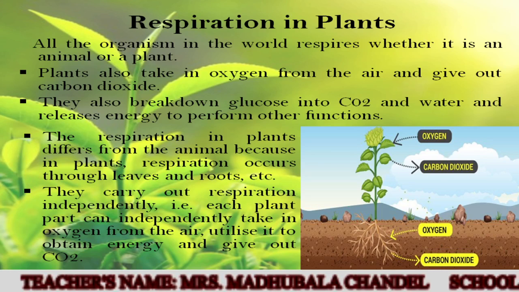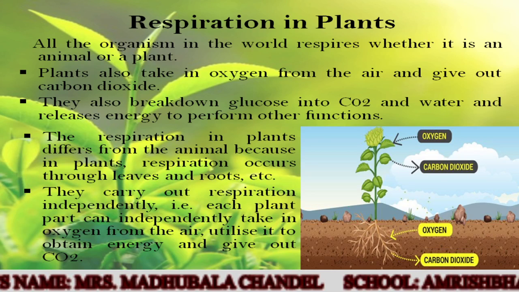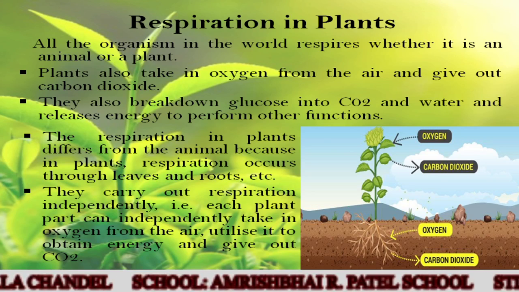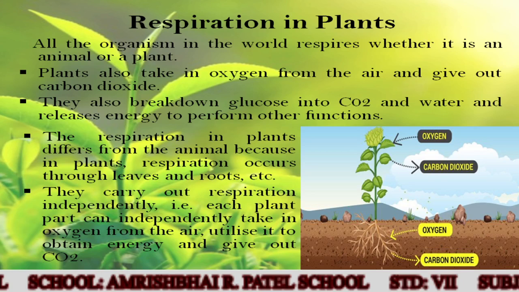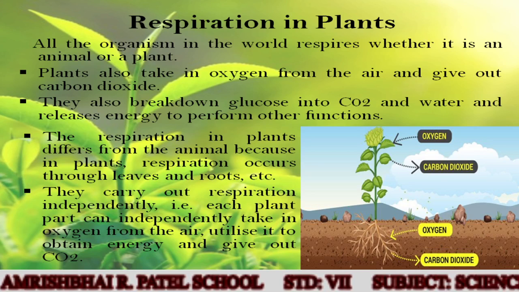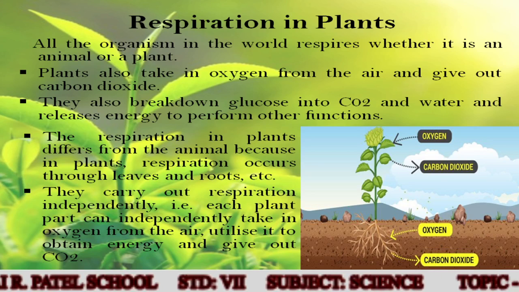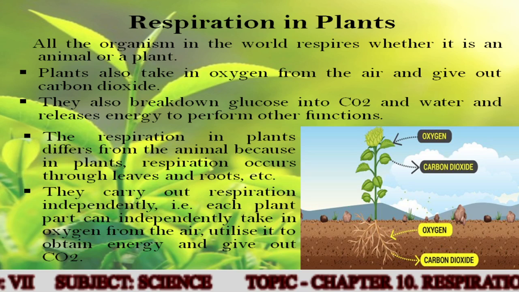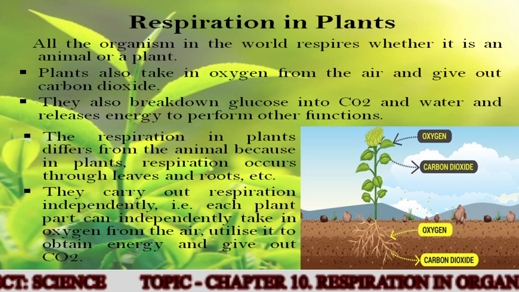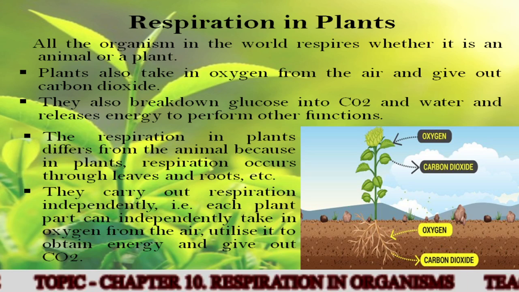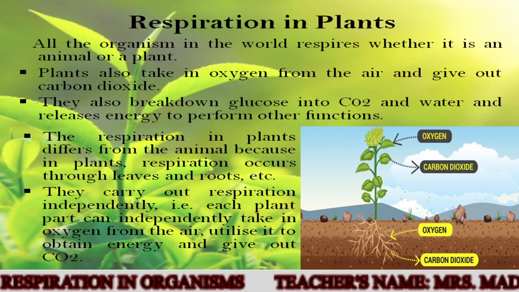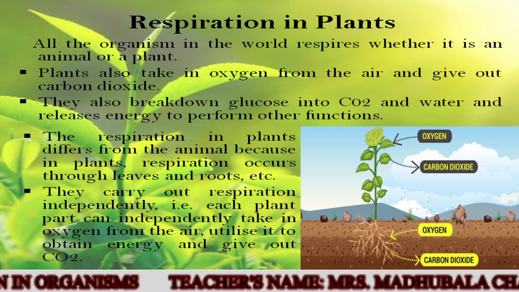So here we're talking about the plants taking oxygen from the air and breaking down the glucose into carbon dioxide and water, which is given out. So this carbon dioxide is taken by human beings, right, and by the animals. The respiration in plants differs from animals because in plants respiration occurs through leaves and roots. So what are the parts of the plant which are responsible for the respiration? They are leaves and the roots.